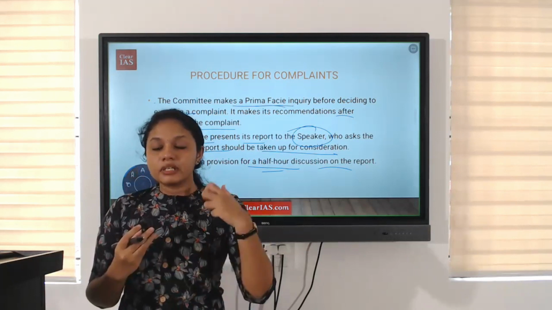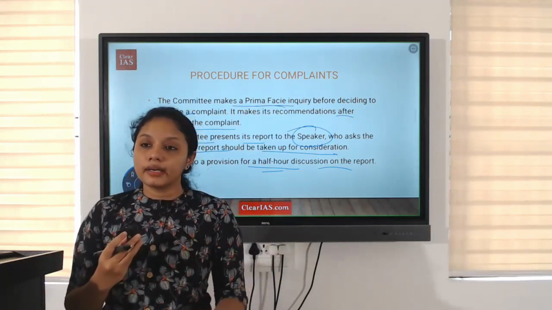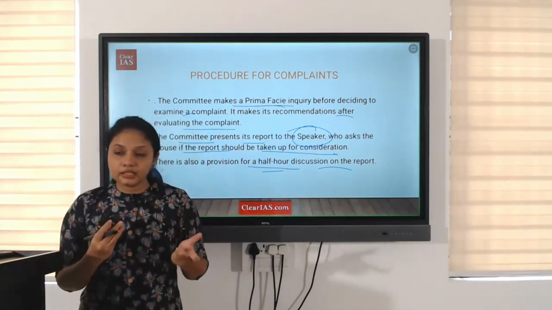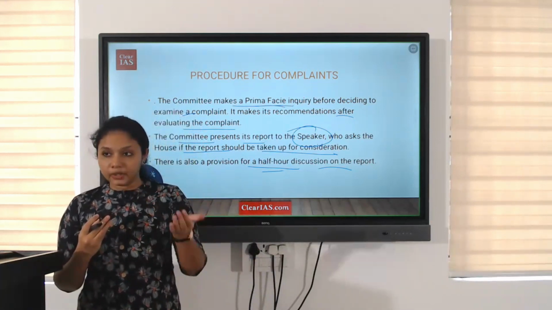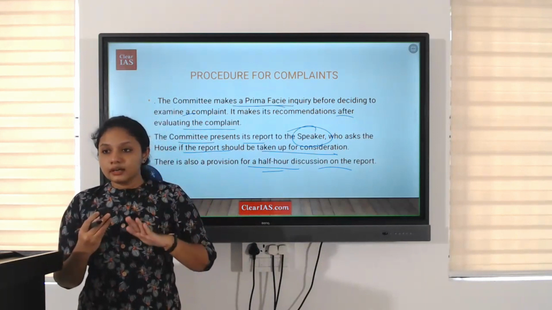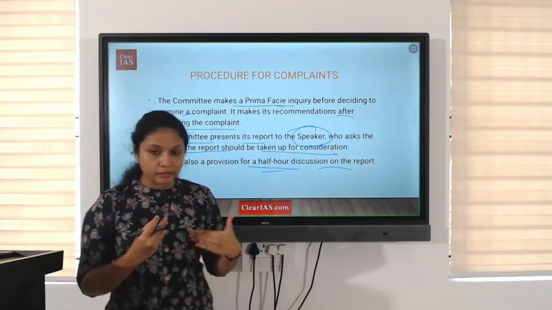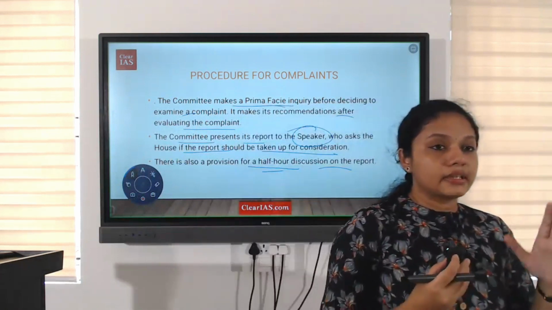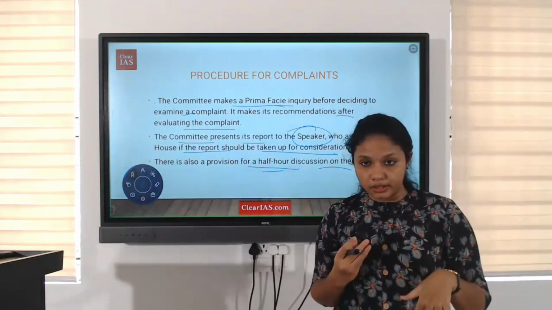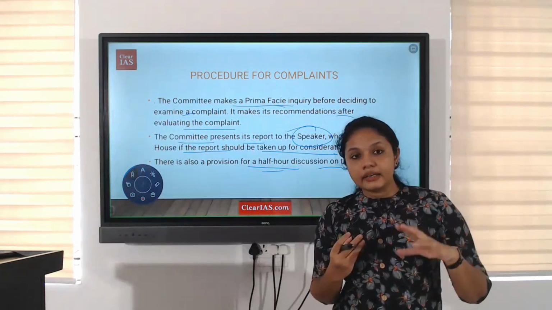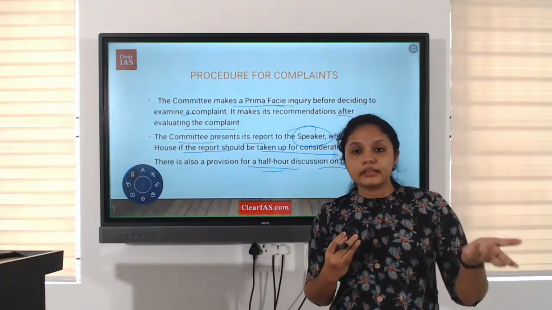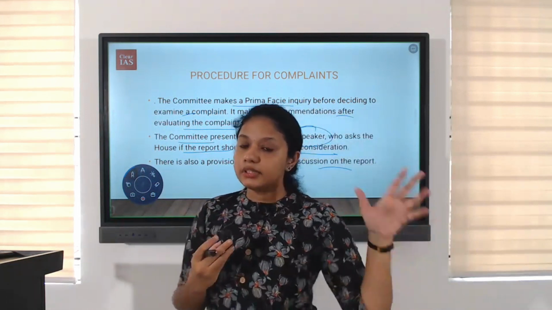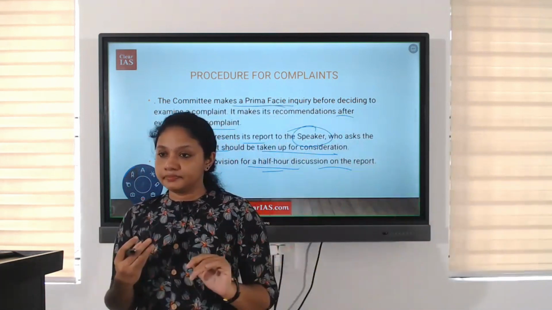Once the committee takes up the complaint, an initial inquiry is done by the committee. Then the complaint is examined in detail, and a report is created and submitted to the Speaker. Then the Speaker will ask the members whether this report should be considered or not. If it is considered, there will be a half-hour discussion on the report. This is how the Ethics Committee works.